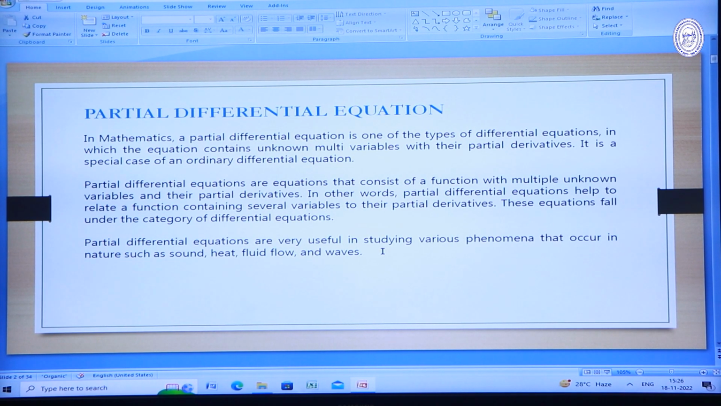Partial differential equation. In mathematics, a partial differential equation is one of the types of differential equations in which the equation contains unknown multivariables with their partial derivatives. It is a special case of an ordinary differential equation. Partial differential equations are equations that consist of a function with multiple unknown variables and their partial derivatives.